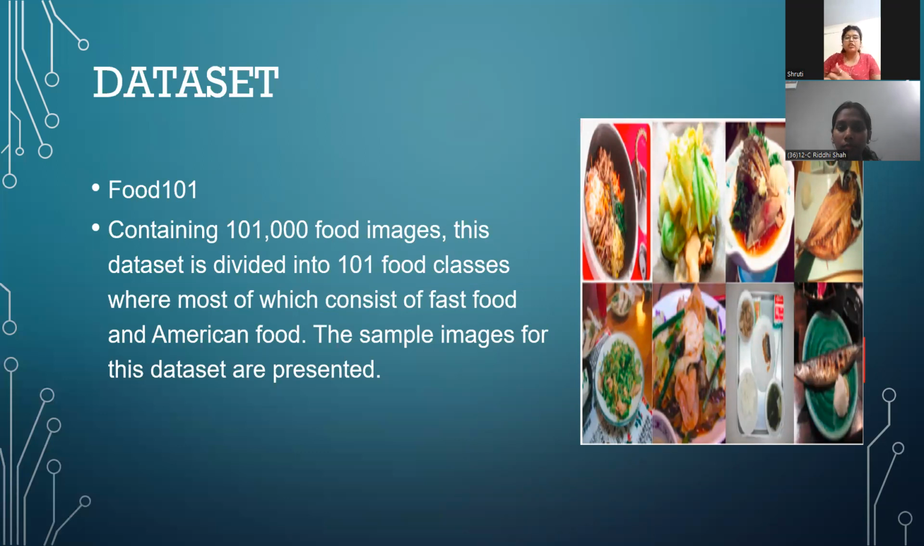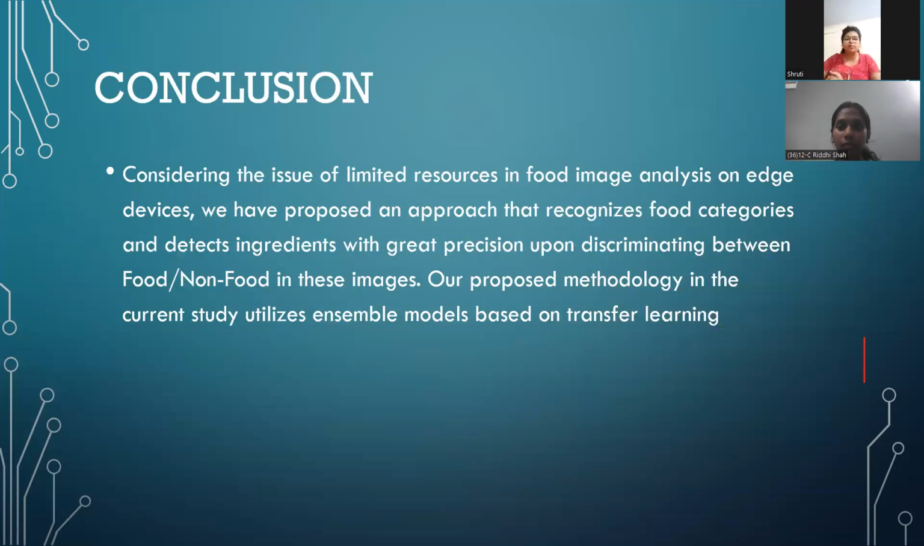So in conclusion, for the issue of limited resources and food image analysis on edge devices, we have proposed an approach to recognize the food categories and detect the ingredients with great precision, while discriminating between food and non-food in the image. It also makes it easy for the user to use this approach. Our proposed methodology utilizes an ensemble model based on transfer learning.